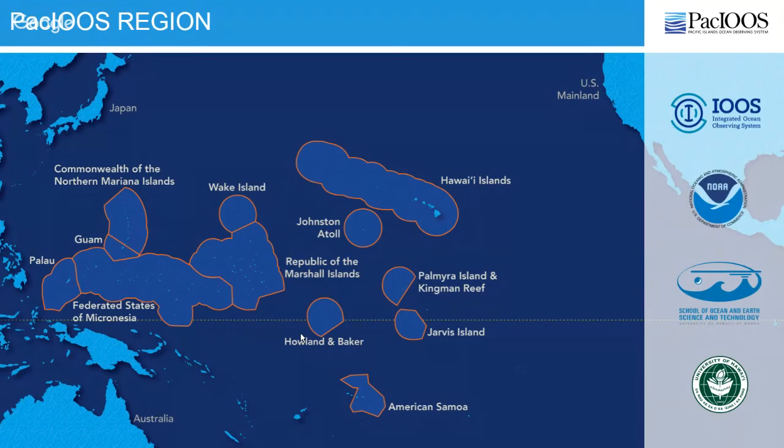So it's the territories, American Samoa, Guam, and the Commonwealth of the Northern Mariana Islands. And then also the freely associated states, that's Palau, the Federated States of Micronesia, and the Republic of the Marshall Islands. And then all the minor outlying islands like Palmyra, Wake Island. So it's a really, really big ocean, obviously. And we're trying our best to balance the needs and address those ocean observing needs throughout the region.